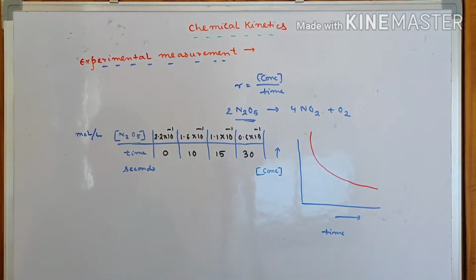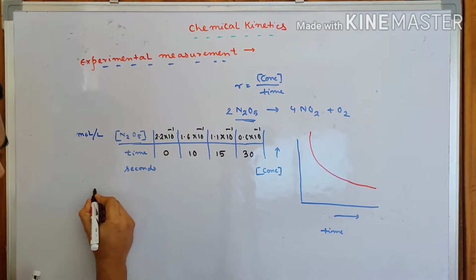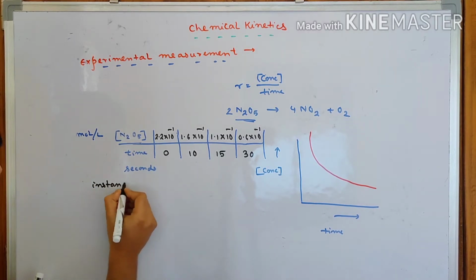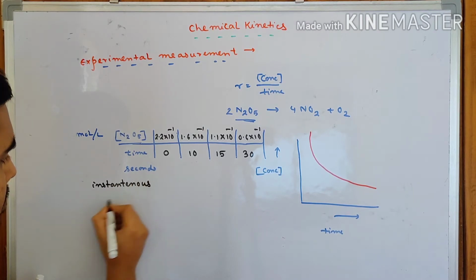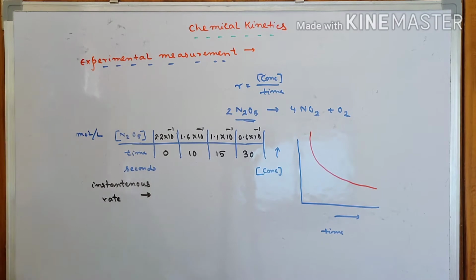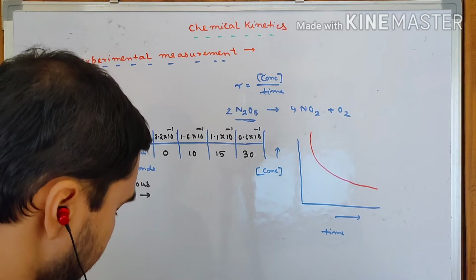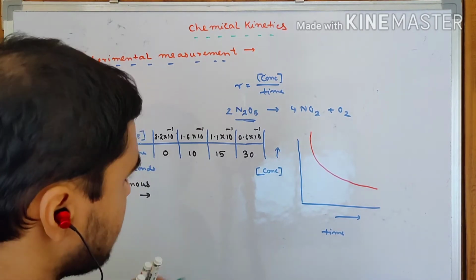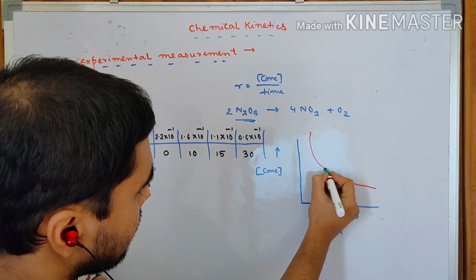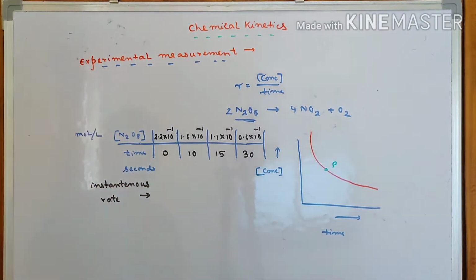Now, how to calculate the instantaneous rate? For the instantaneous rate, suppose at any point, suppose at point P, suppose this is that point, suppose at point P we have to determine it. Point P means it is at a particular time also. So a particular point corresponds to a given time, and we are measuring it.